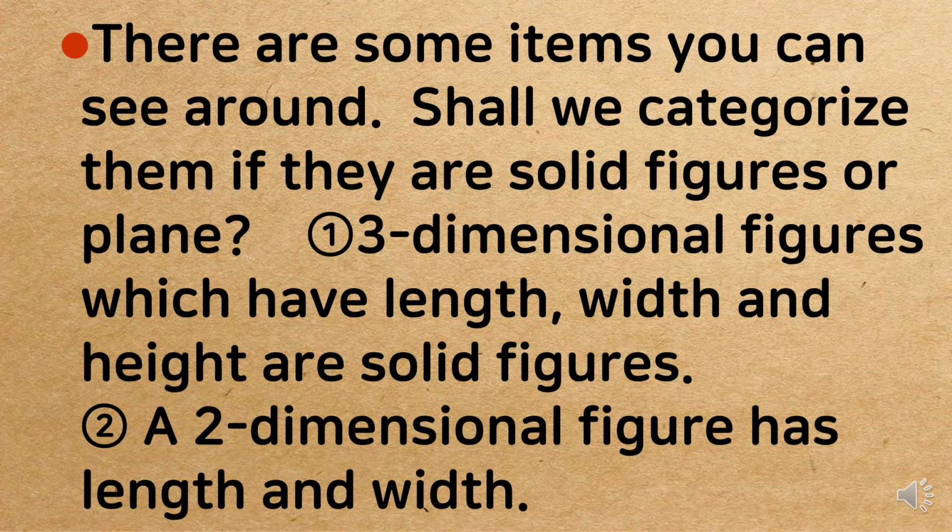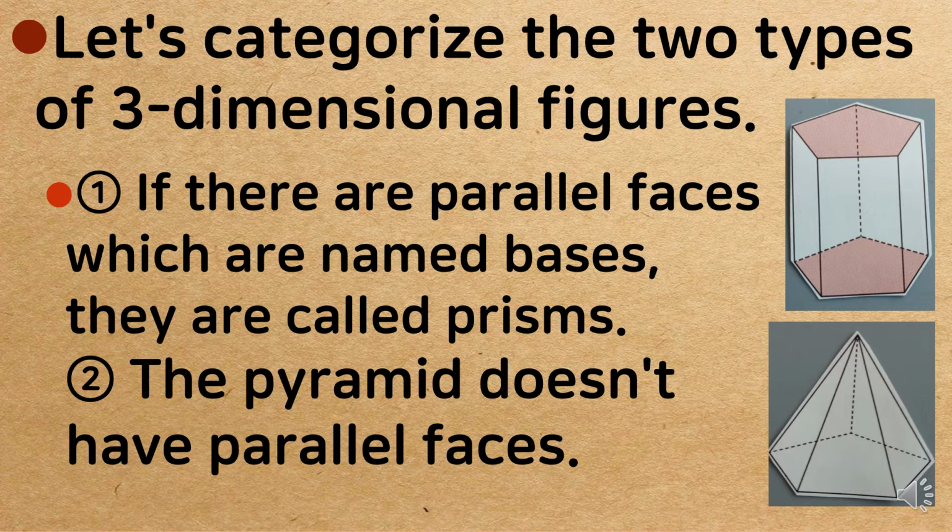Three-dimensional figures which have length, width, and height are solid figures. A two-dimensional figure has length and width. Let's categorize the two types of three-dimensional figures.